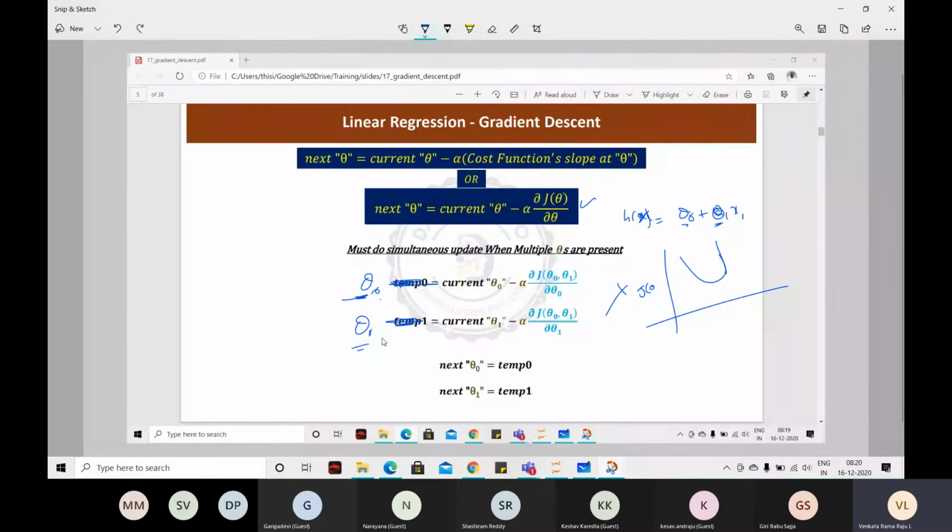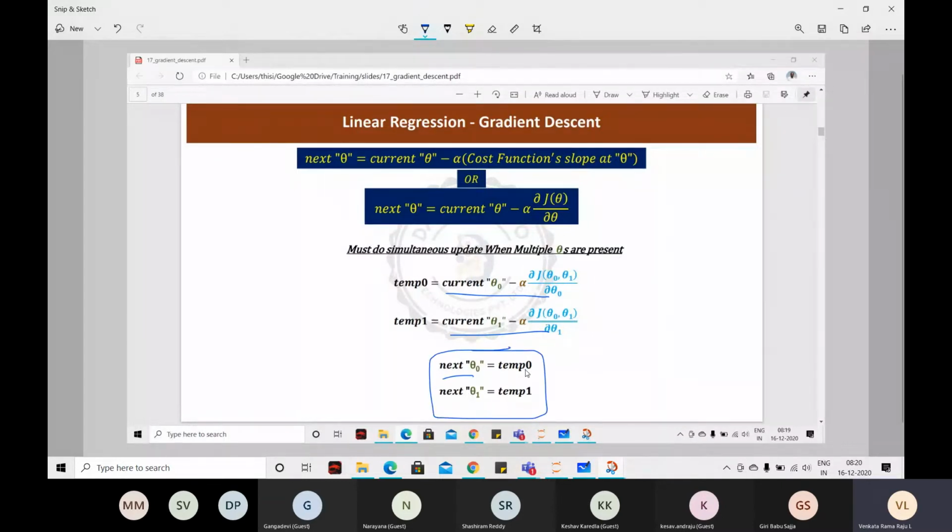Simultaneously means, you need to take the updated theta values into temp variables, and update them at one shot. If you do this, what happens? In this equation, old theta 1 is used. In this equation, old theta 0 is used. Got it? That way it will actually move to the global minimum only.